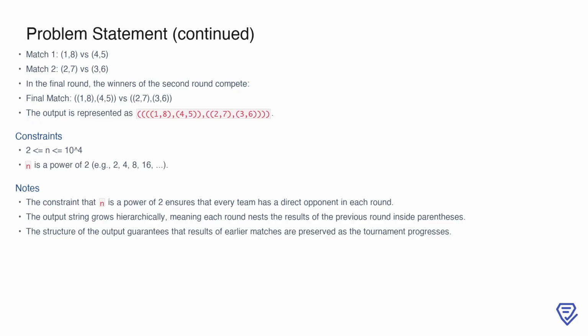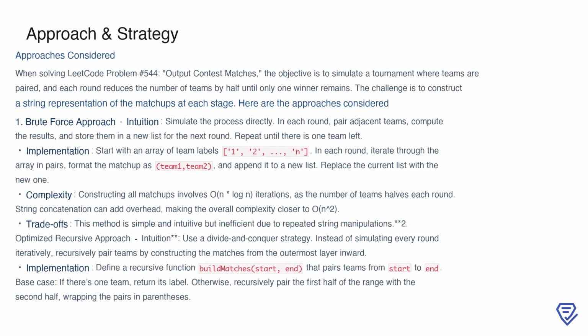The constraints ensure that n is always a power of 2, which guarantees that every team has an opponent in each round, and the hierarchical format allows us to represent the progression of matches in an organized and complete way. When tackling LeetCode problem number 544, the goal is to simulate a tournament where teams are paired in each round, and the number of teams is halved until only one winner remains. The challenge is to construct a string representation of these matchups at every stage of the tournament.